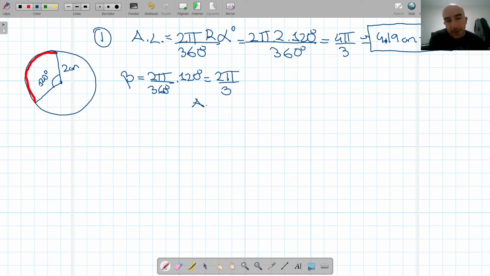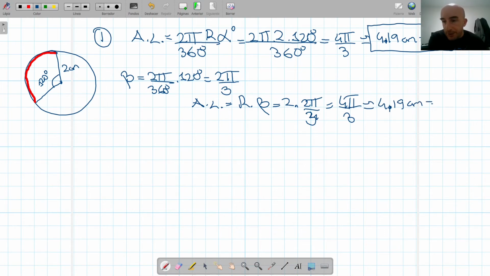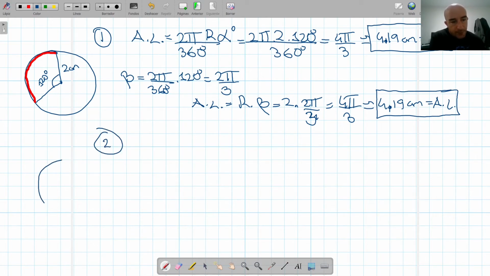So the arc length in radians was very easy because it was just multiplying the radius times the angle. So that's 2 times 2 pi divided by 3, 4 pi divided by 3, which is more or less 4.19. The same answer, obviously, but much easier. And the formula, again, is much easier to remember. Okay? Let's do another exercise where we're asked for the sector.